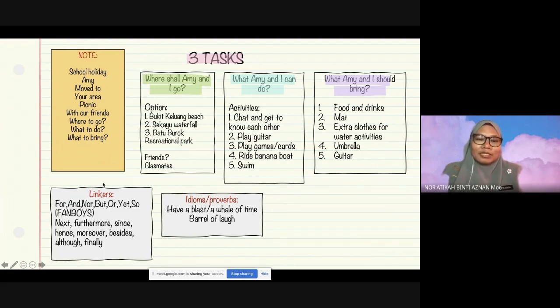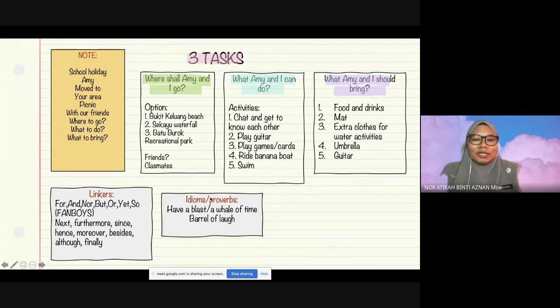Okay, linkers adalah kata hubung. So we use fanboys, and we also use sentence connectors here. Next, furthermore, since, hence, moreover, besides, although, finally. Don't advise students to use "besides that." "Besides that" means direct translation from "selain daripada itu."